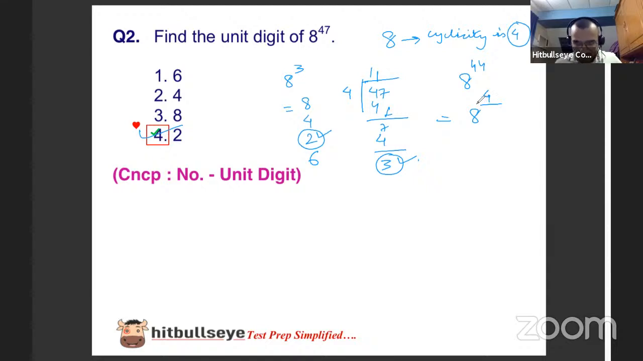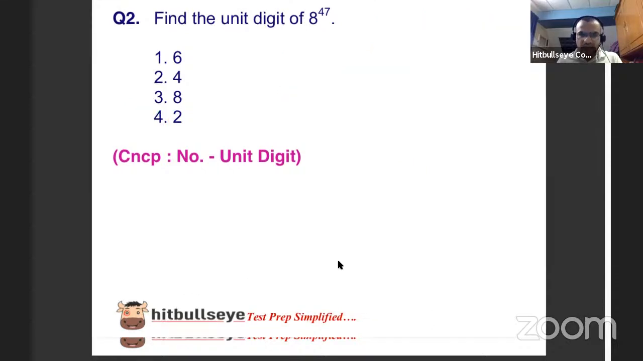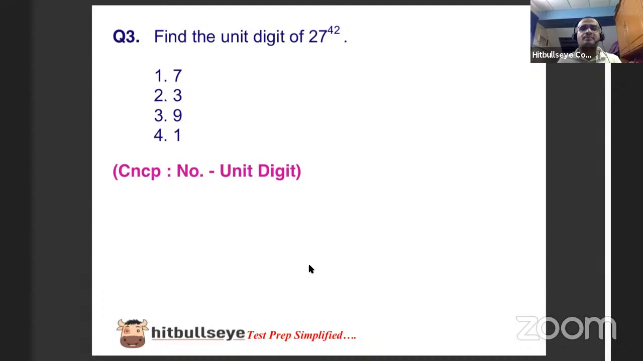Clear? Everyone, shall we proceed? Please confirm in the chat window. Can we go to the next one? Let's move ahead. The next question is on your screen. Please tell me the answer. Now everybody should be able to solve it.